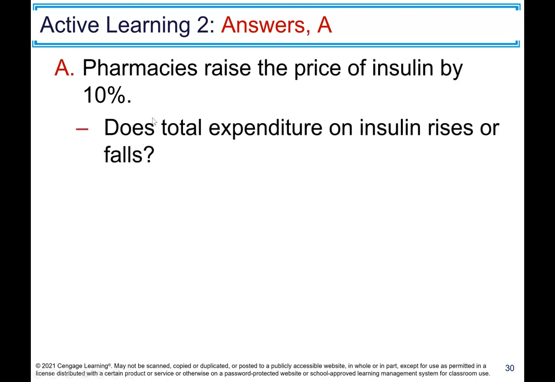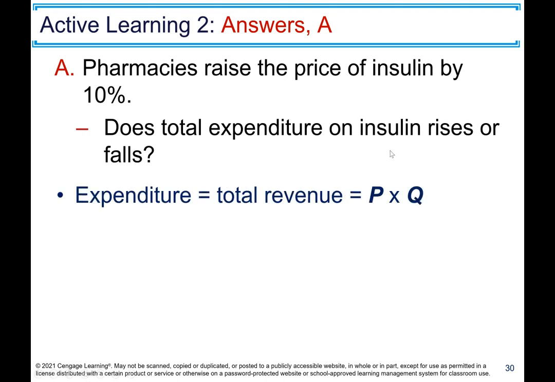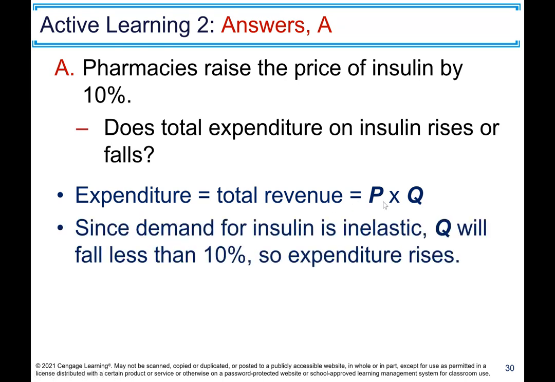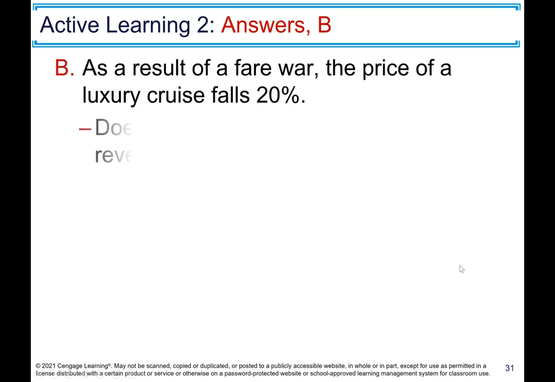Number A. Answer. Pharmacies raise the price of insulin by 10%. Does total expenditure on insulin rise or fall? Expenditure is total revenue, which is price times quantity. Since demand for insulin is inelastic, quantity will fall less than 10%, so expenditure will rise.